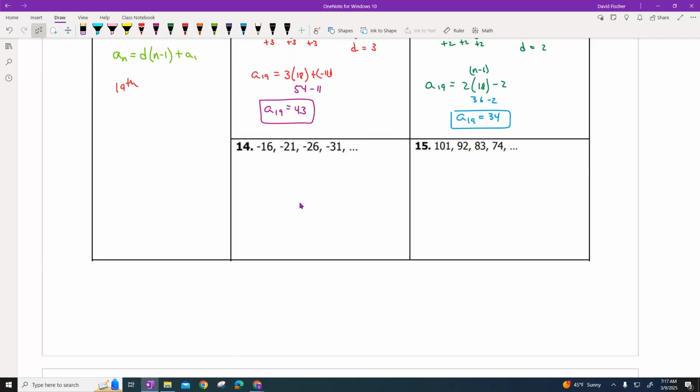Okay, here we go again. Go find me my difference real quick. Let's see, negative 21 minus 16. Instead of just waiting for me, you try it. Negative 26 minus 21. Alright, still 19th number. I wanted to kind of throw it in a different number there, but we'll be okay.